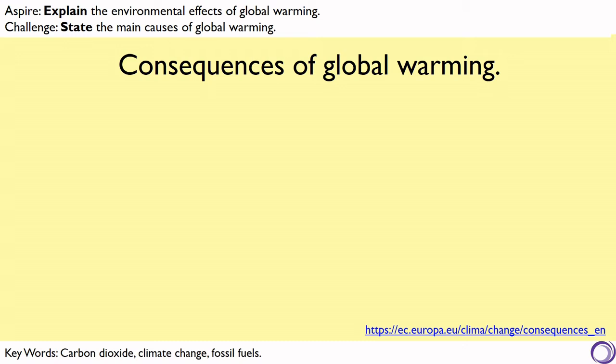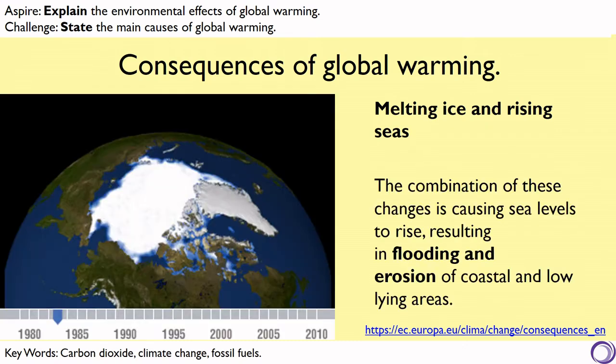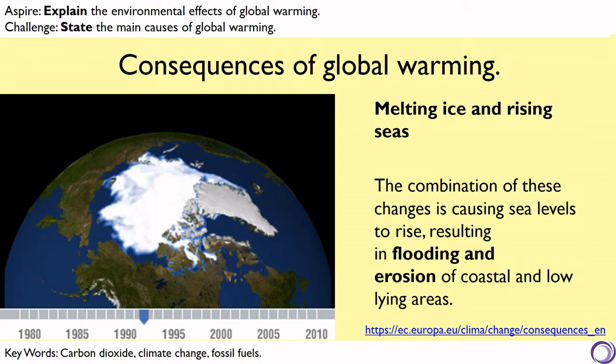So now we've looked at why global warming has occurred and the differences between global warming and the greenhouse effect, it's time for us to look at a few consequences of global warming. And the first one we are going to look at is the melting ice and rising seas. Now, the combination of these changes is causing sea levels to rise. That results in flooding and erosion of coastal and low-lying areas.